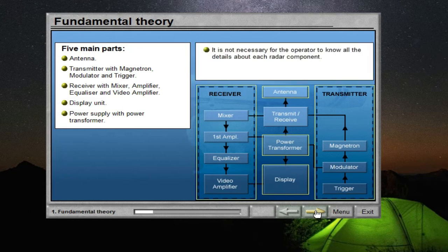It is not necessary for the radar operator to know all the details about each radar component. However, for safe and efficient use of the radar, a basic understanding of how a radar works, its capabilities and limitations, is a minimum requirement for all navigators using radar in their work. Press the yellow framed areas for more information about the different parts.